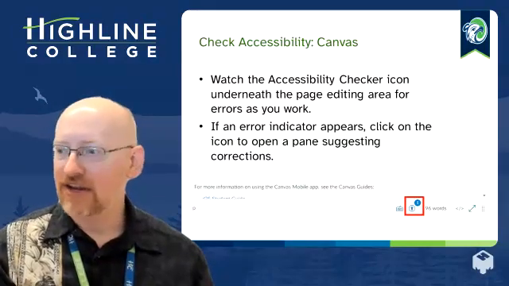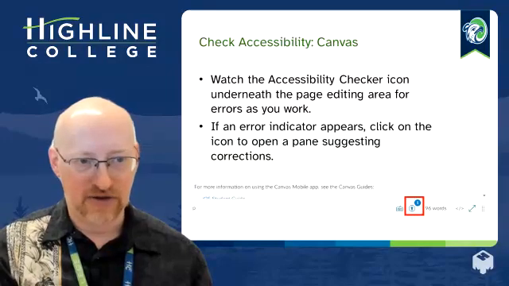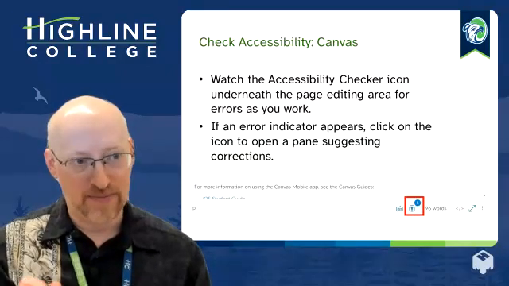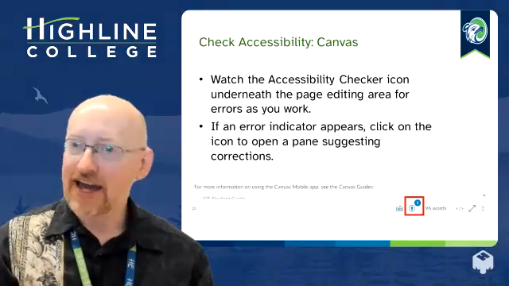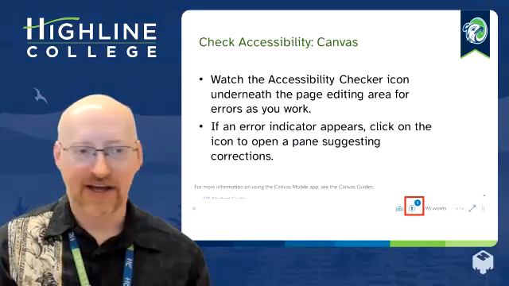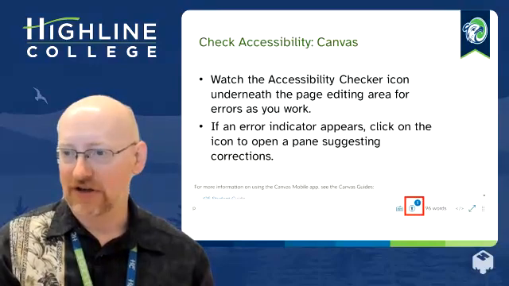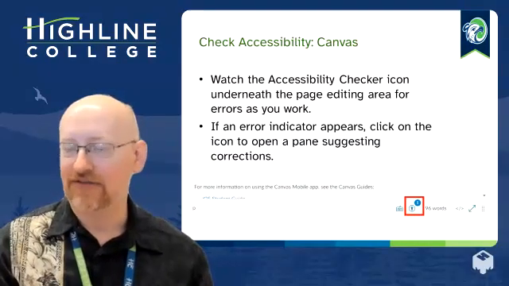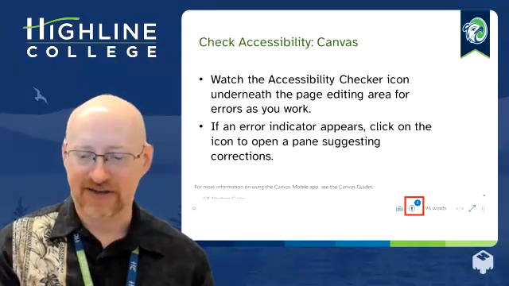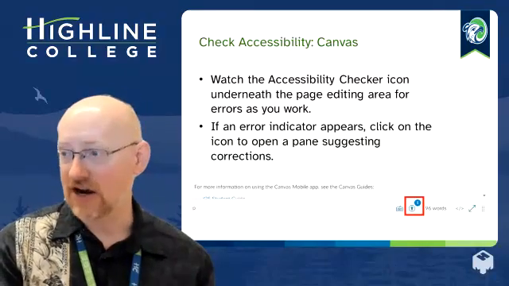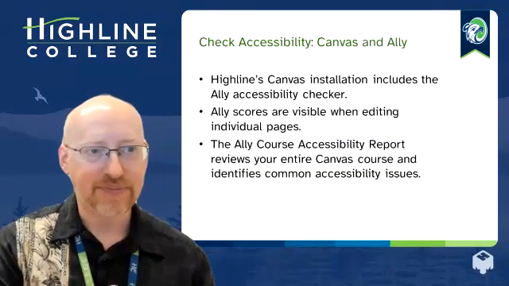And if it notes any errors as you're working, you'll see a little number pop up there, like this one has a little 1. And it'll say, hey, there's something that could be improved. If you click on that, it'll open a little help pane to say, this is what you can do to fix the accessibility error. So that's there just by default on Canvas.